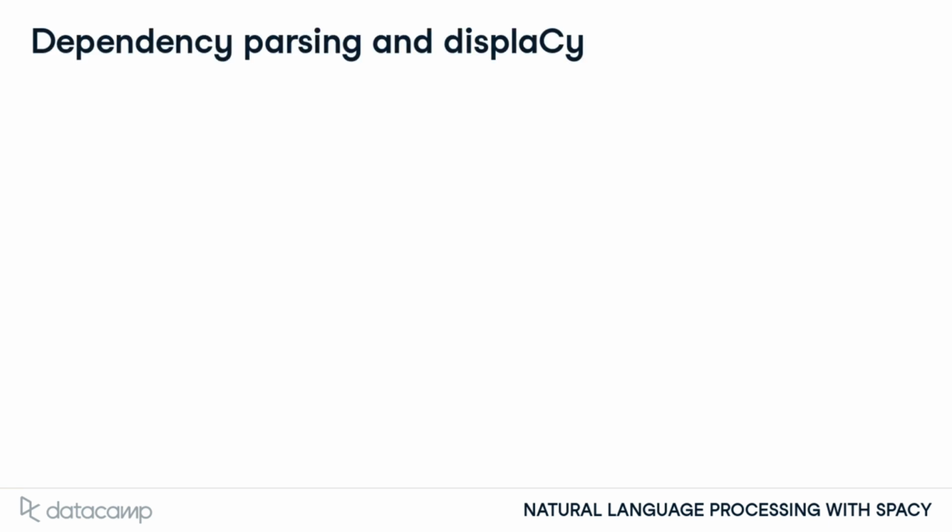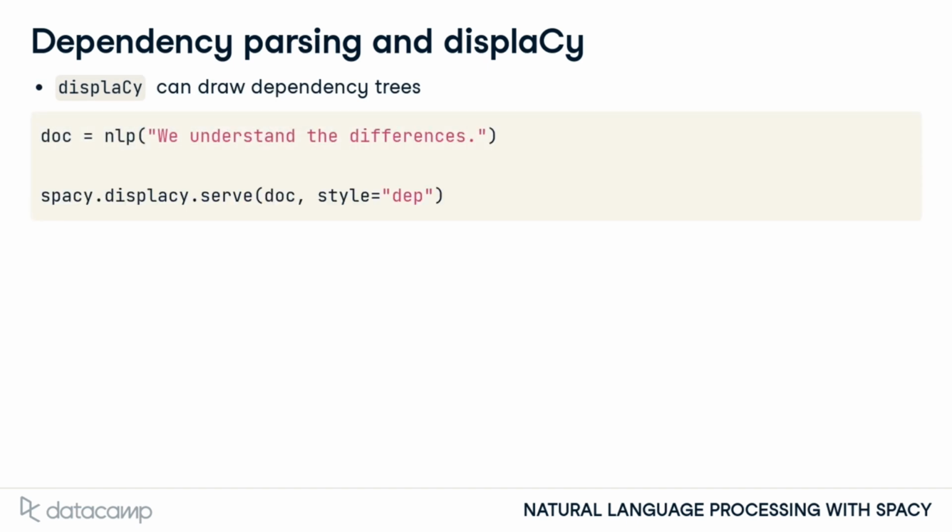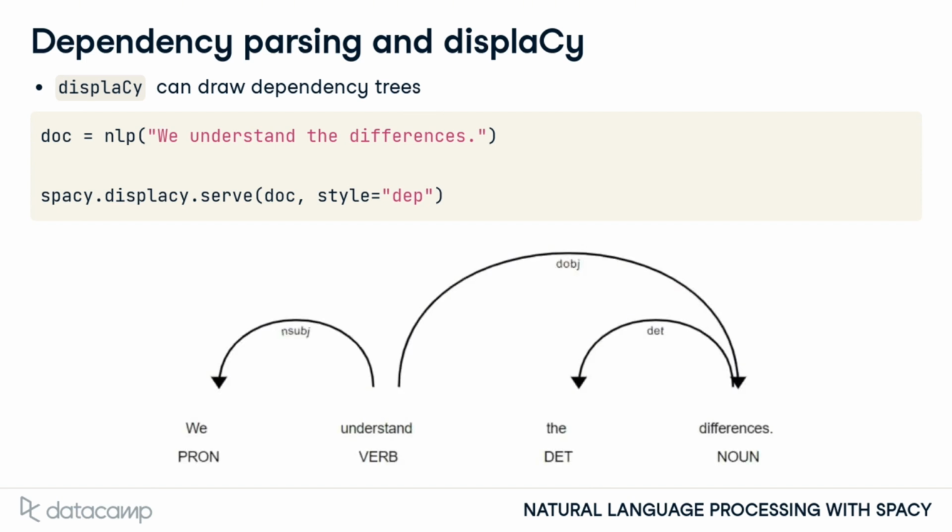Let's draw our first dependency tree using displacy. We can use spacy.displacy.serve by passing two arguments, a doc container of a given text and the word dep, or dependency, to display a dependency tree. In a dependency relation, one of the tokens is the parent and the other is its dependent. For example, for the dependency relation between the words "the" and "differences," "the" is the dependent and the dependency label is det, which stands for determiner.